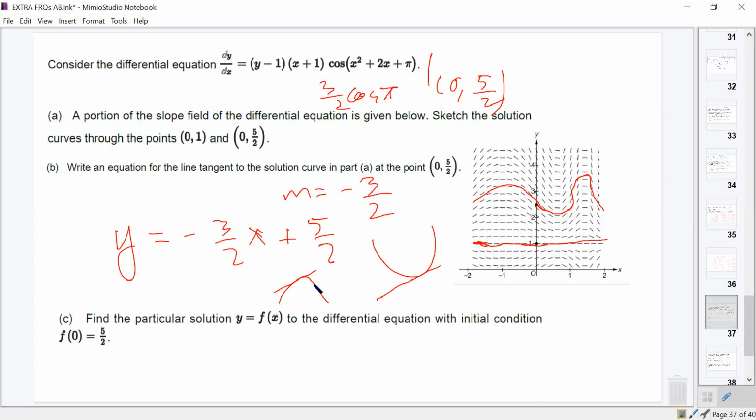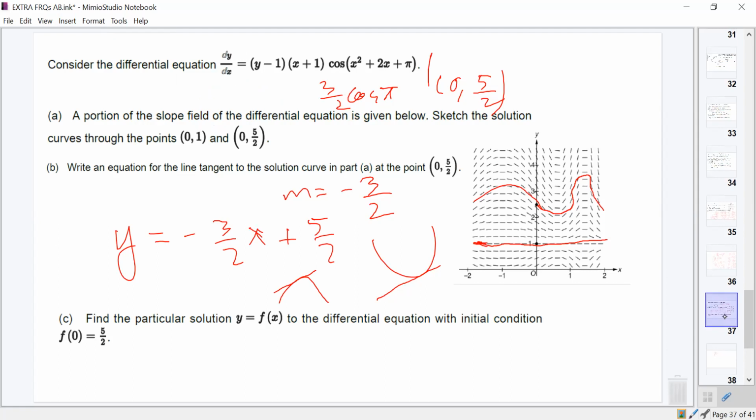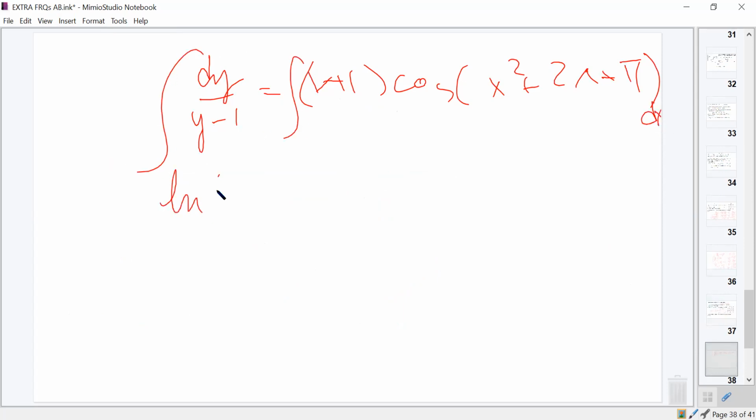Okay, so then we'll solve this differential equation. It's not too bad. All right, let's rewrite this on the next page. dy over y minus 1 equals x plus 1 times the cosine of x squared plus 2x plus pi dx. So I integrate both sides.